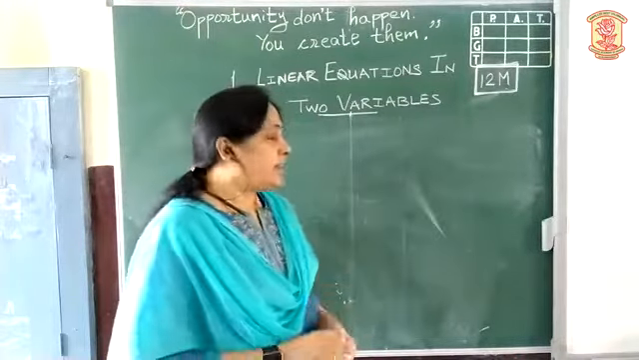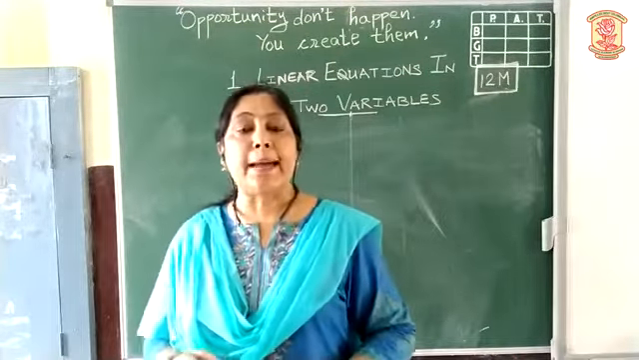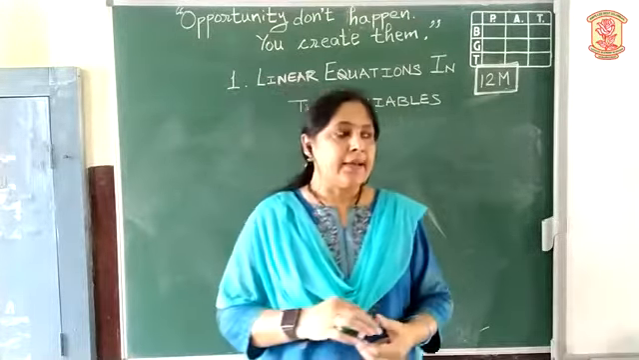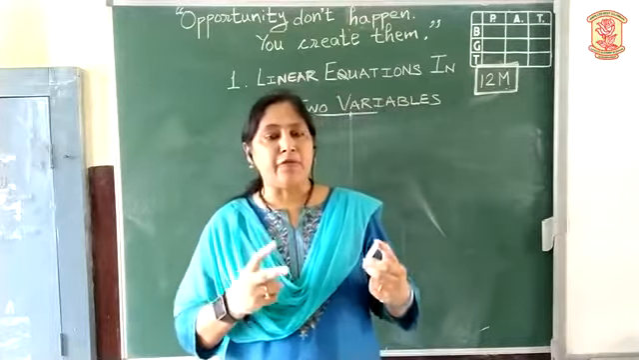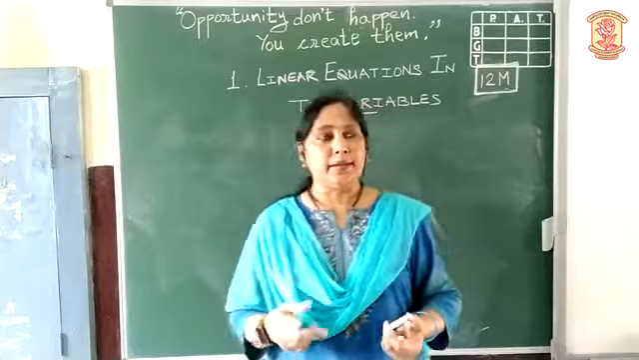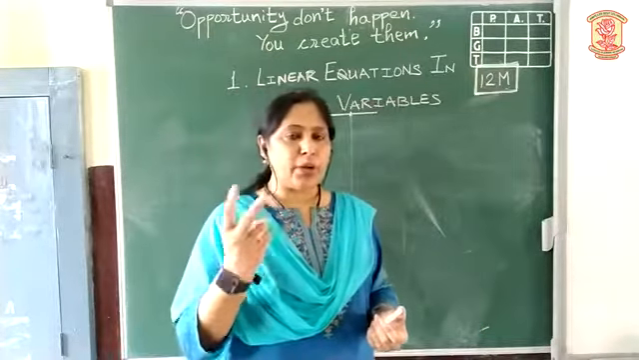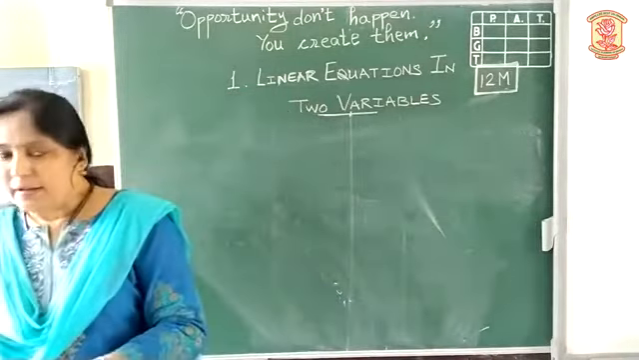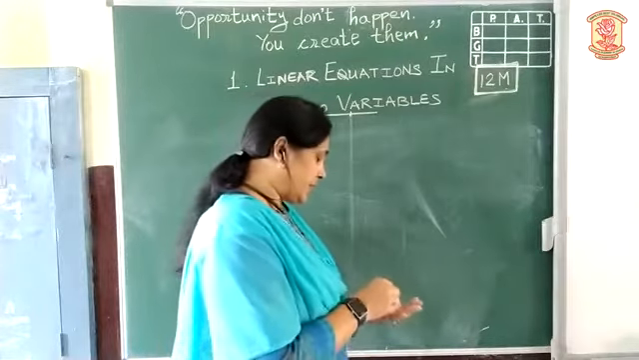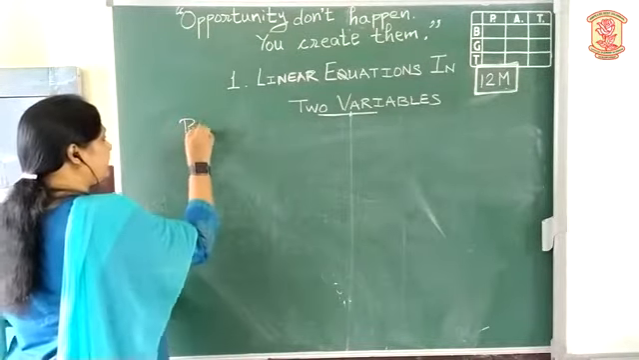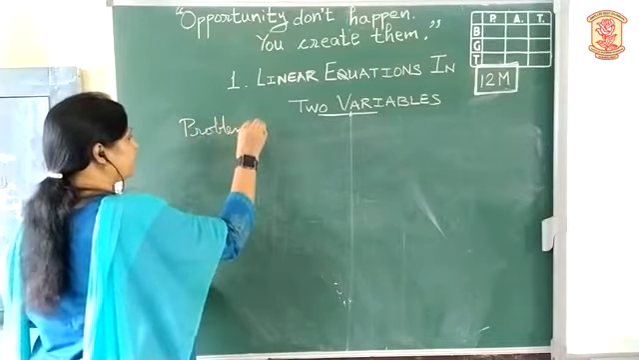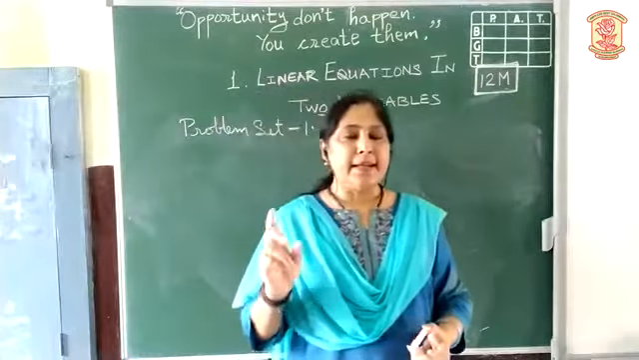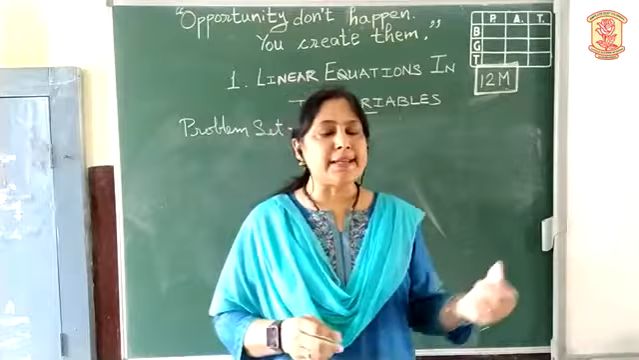In this chapter, we are going to solve simultaneous linear equations in two variables. Now, what is this simultaneous? That is, we have got two equations at the same time. We are going to solve two equations together. So, when we are solving two equations together, it is called simultaneously. So, here in this exercise, in problem set 1.1, the first question is on activity.